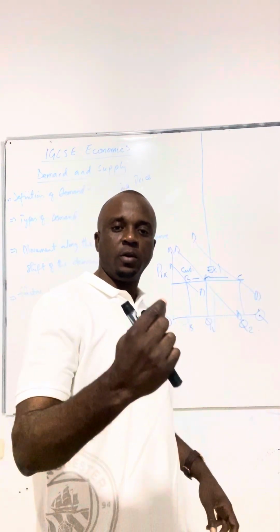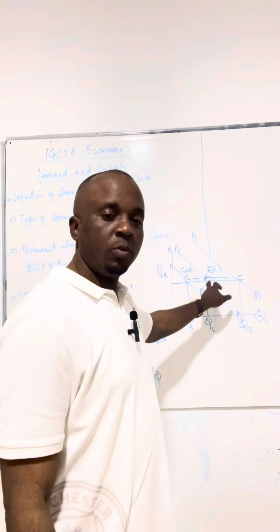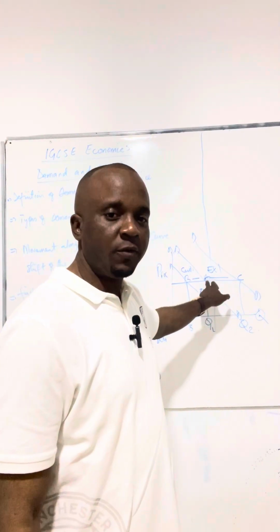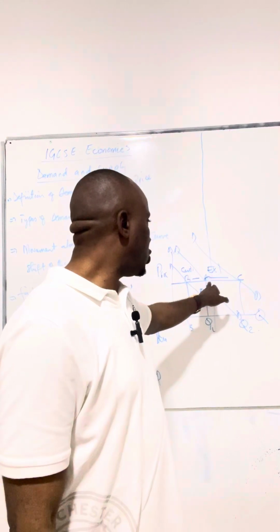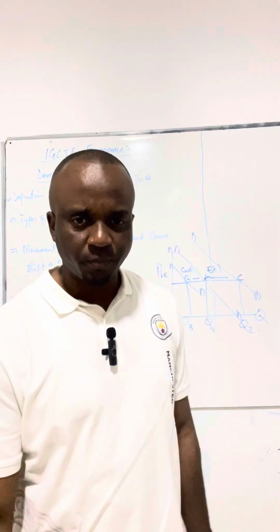But if the disposable income left in the hands of consumers is low, there's going to be a fall in the demand for goods and services. The quantity demanded is going to fall. So it's going to move from point A to point B. So that is the third factor.